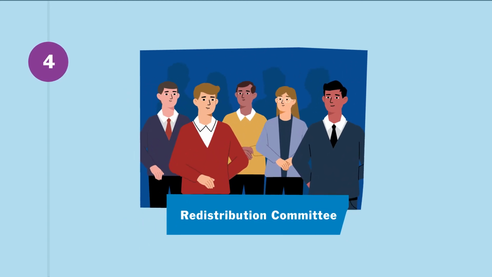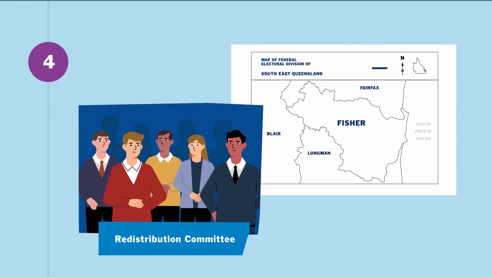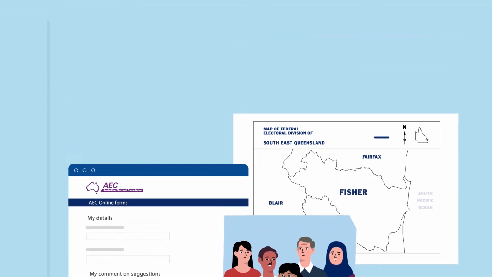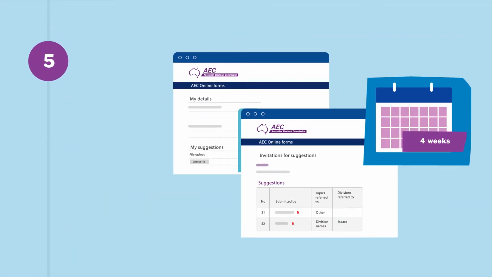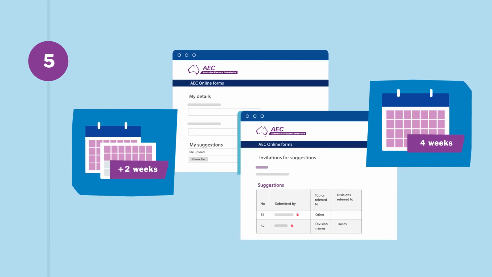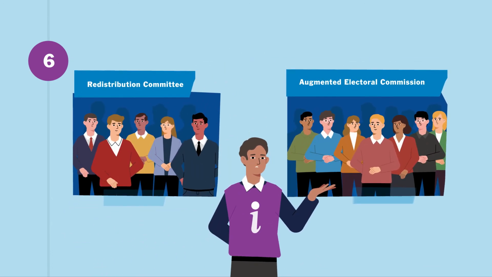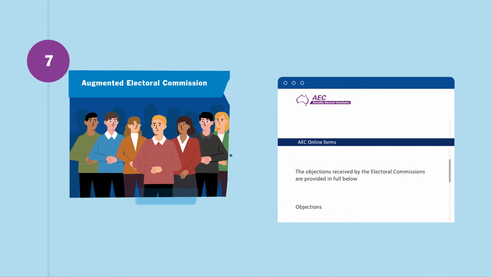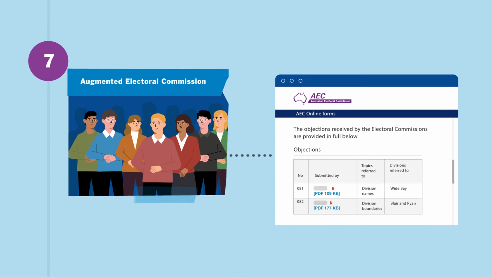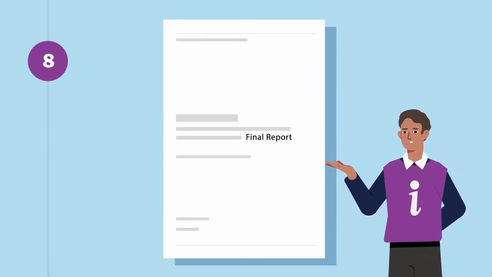Step 4. The Redistribution Committee proposes redistribution with maps showing the new boundaries and names of the electorates. These are made available for public inspection. Step 5. People have 4 weeks to lodge written objections to the proposal and 2 more weeks for comments on objections. Step 6. An expanded group called the Augmented Electoral Commission is formed. Step 7. The Augmented Electoral Commission considers public objections and decides on final boundaries and names. Step 8. The final report is tabled in both Houses of Parliament.